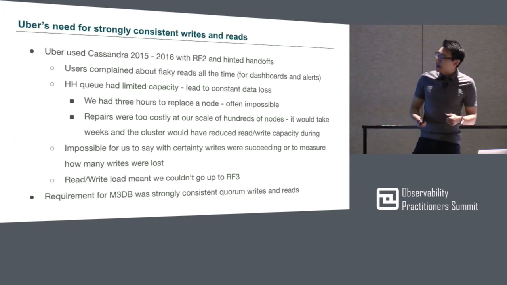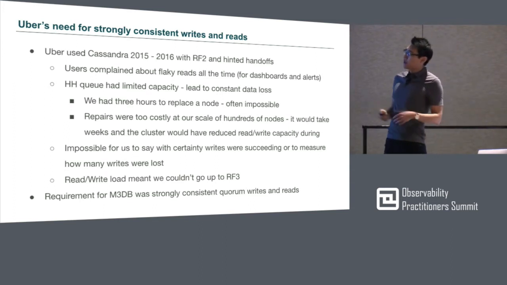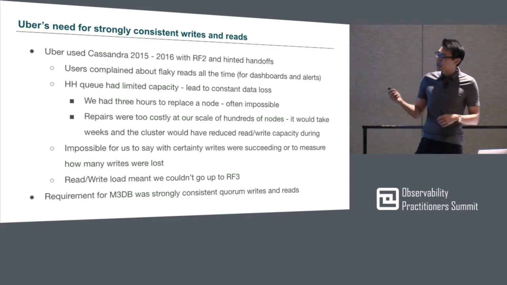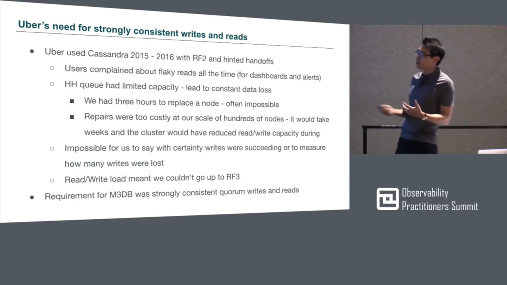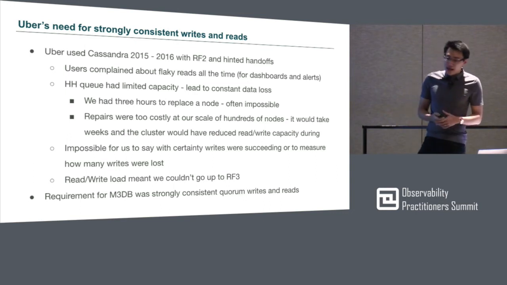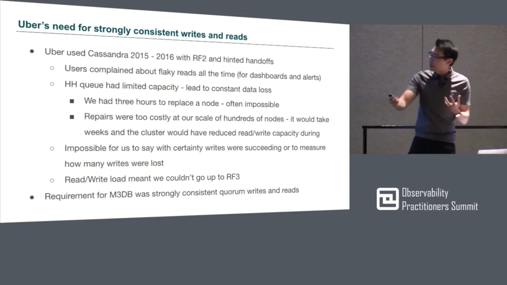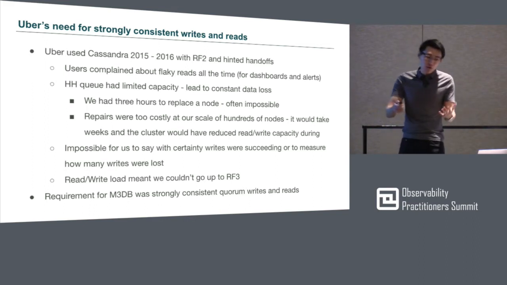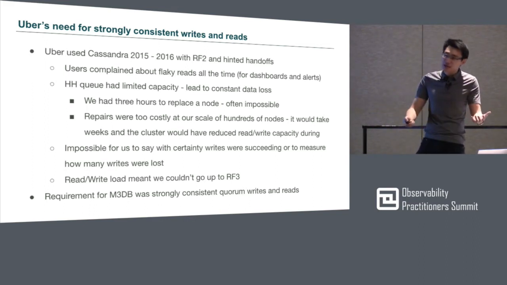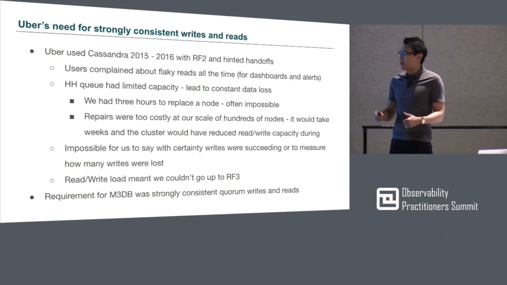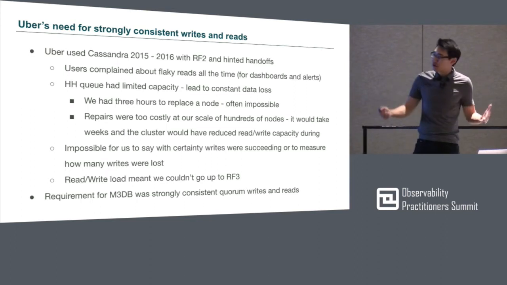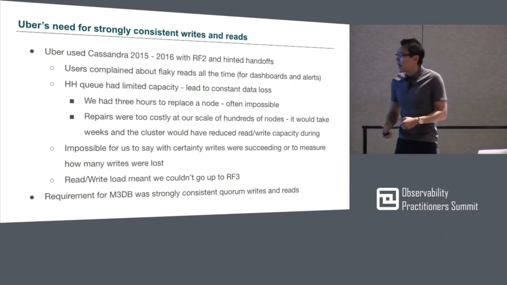We actually had an eventually consistent system back in 2015 to 16, where we used Cassandra with RF2 and hinted handoffs, and our developers complained a lot about that system. Things were flaky depending on which replica you hit. The hinted handoff queue had a limited capacity. As soon as it was over capacity, you would lose data at that point, and then you would have to do a repair across your whole cluster, which was not really feasible. And at our load, we couldn't really go up to RF3.